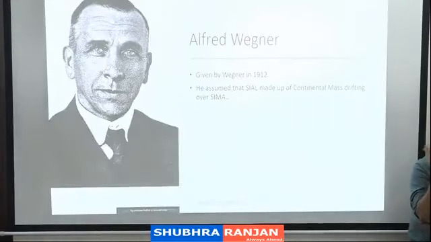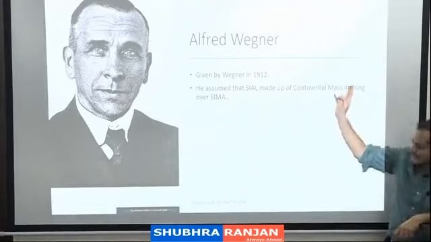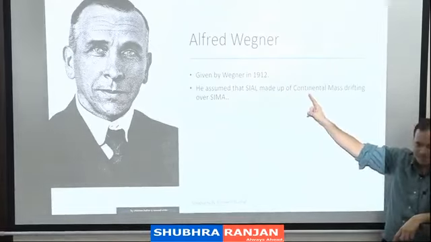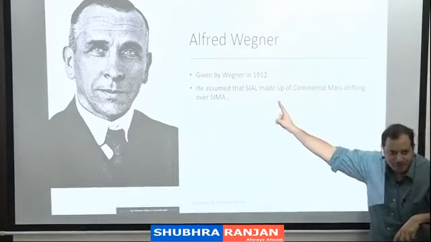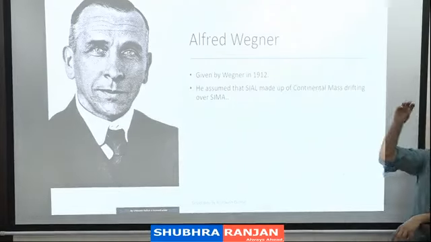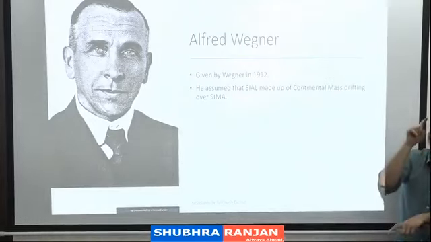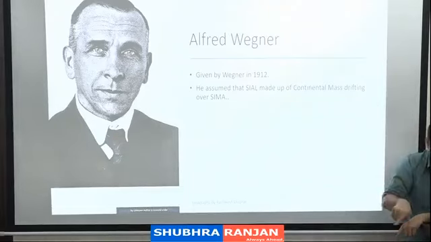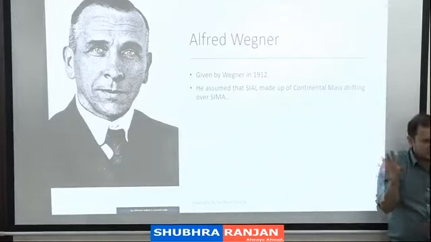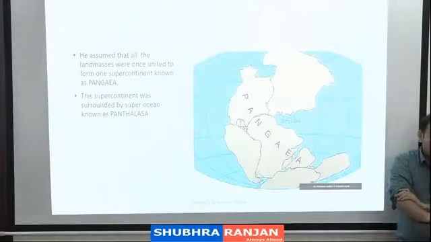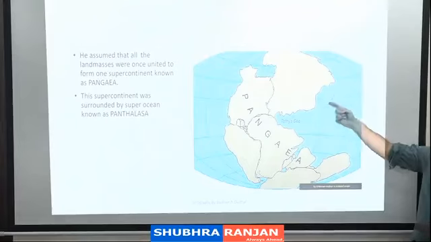You can see the photo of Wegener also. Alfred Wegener, in 1912, assumed that Sial is made up of continental masses drifting over Sima. So he thought Sial is floating on Sima. Today's modern theories say that the plates float on the asthenosphere. Nothing much difference.